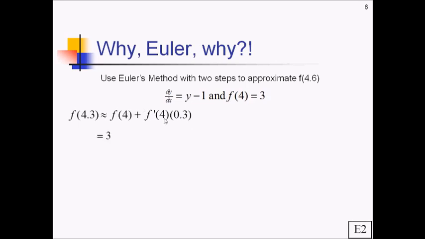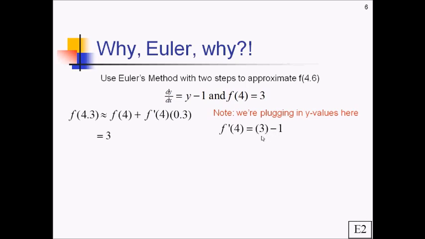Now for f prime of 4, we have to plug that into our differential equation, but this takes y values, not x values. So we're going to plug in the y value 3, because that is the y value when x equals 4. So note again that we're plugging y values in. Now in terms of notation, I'm going to write f prime of 4 equals 3 minus 1.